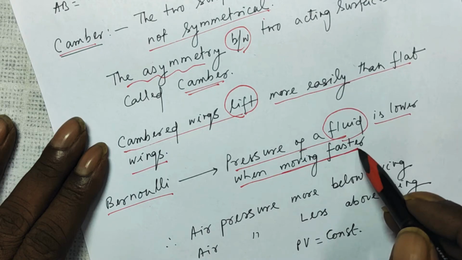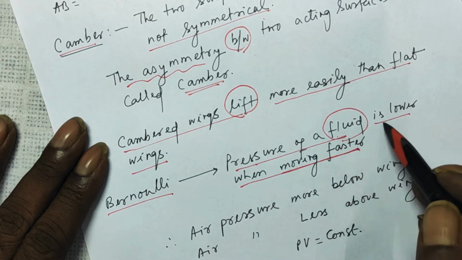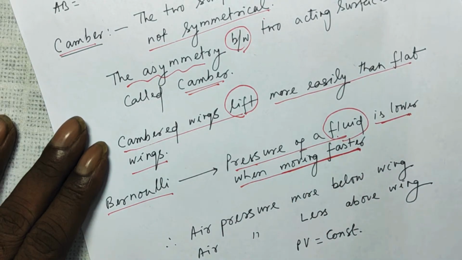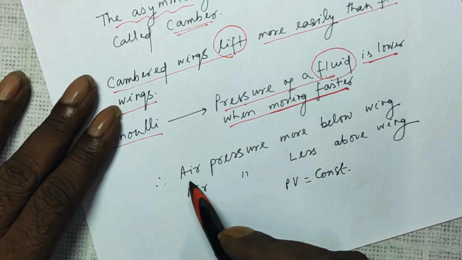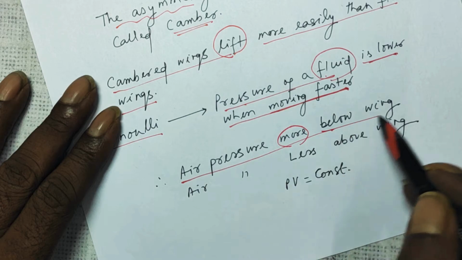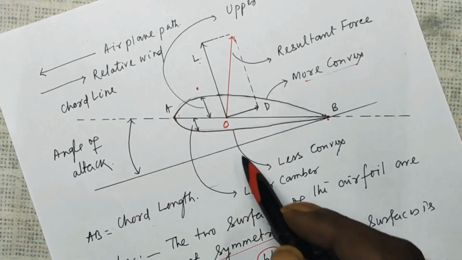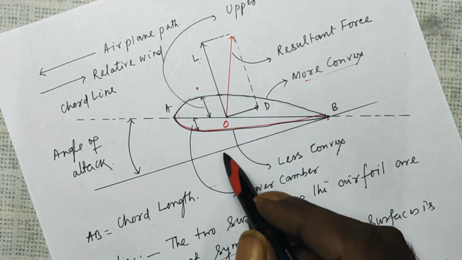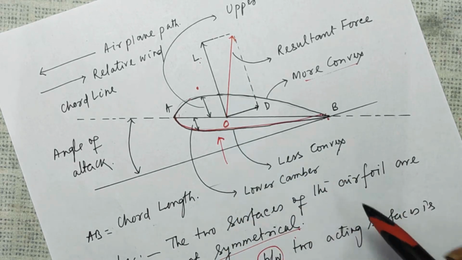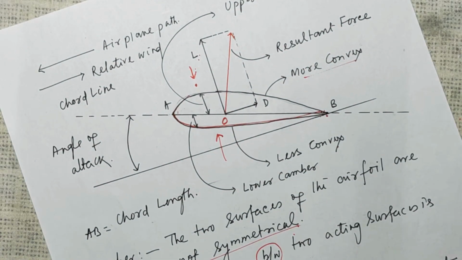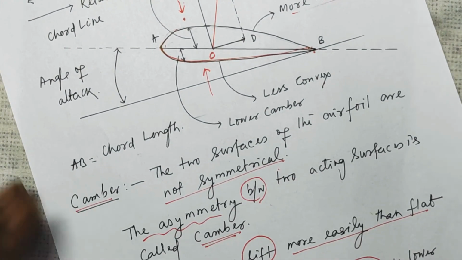If a fluid is moving faster, its pressure is lower: P is less if velocity is more. Now, on this principle, the air pressure is more below the wing. So below the wing, that is below the lower camber, the air pressure will be more, and above the wing the air pressure will be less. So the plane will be lifted up.